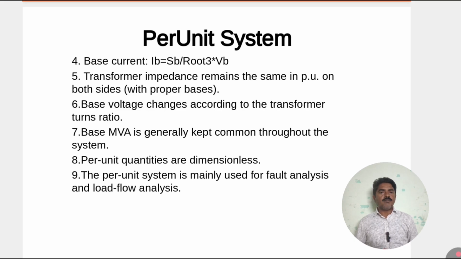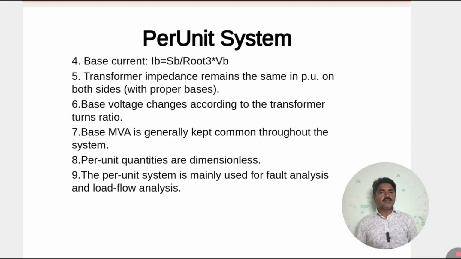Fifth one: transformer impedance remains the same on both the primary and secondary sides in the per unit value. Sixth one: base voltage changes according to the transformer ratio. Here the base voltage can be changed based on the transformer ratio. Next, seventh one: base MVA is generally kept common throughout the system. Once we select the base MVA, it is used for the entire calculations.